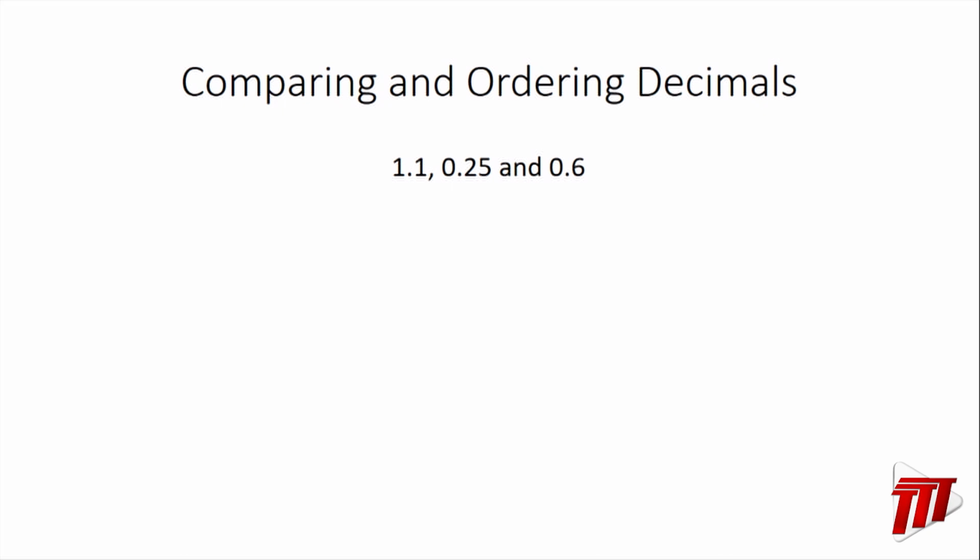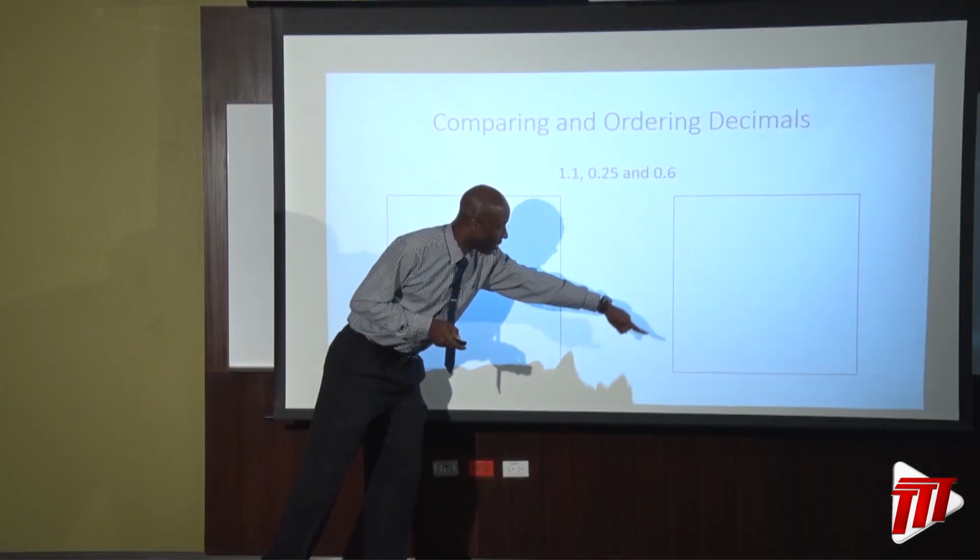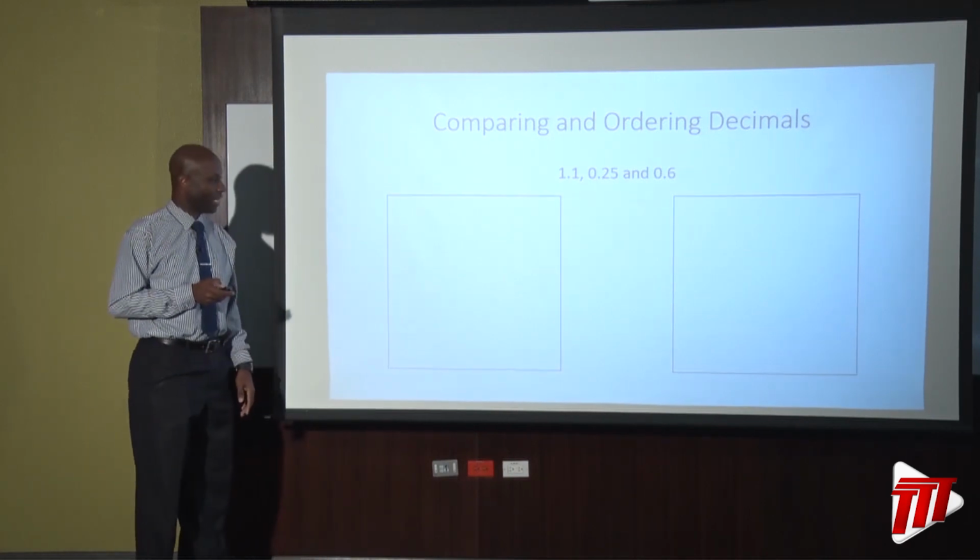We have 3 numerals here. We have 1 and 1/10, 25 hundredths, and 6/10. I'm going to use 2 wholes, and I'm going to represent all 3 numerals using those 2 wholes. Let us start with 1 1/10. Clearly 1 1/10 is a value that is greater than 1 whole, so I'm going to use a whole and I'm going to divide the other whole into 10 equal parts.